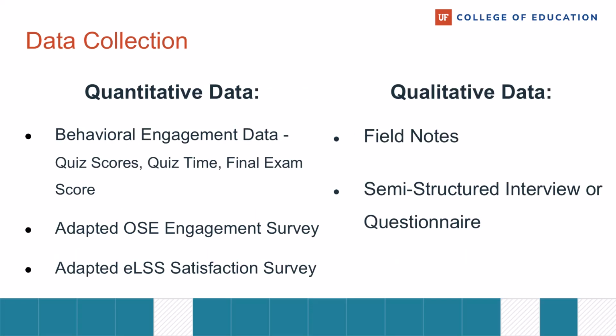This was a mixed method study, and I used multiple data sources to capture a comprehensive view of student experience in their assigned course. I used 5 data collection methods: behavioral engagement data from 4 quizzes and final exam, field notes documenting my observations and reflections, an adapted online student engagement survey or OSE, an adapted e-learning satisfaction scale survey or ELSS, and a semi-structured interview or a questionnaire.